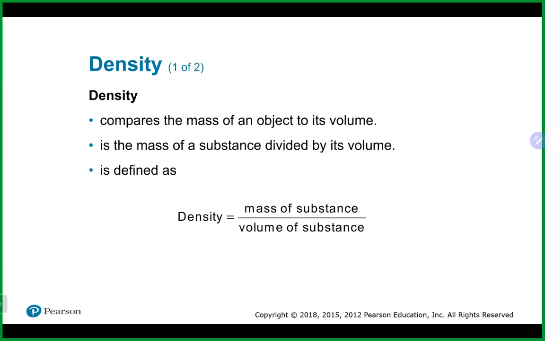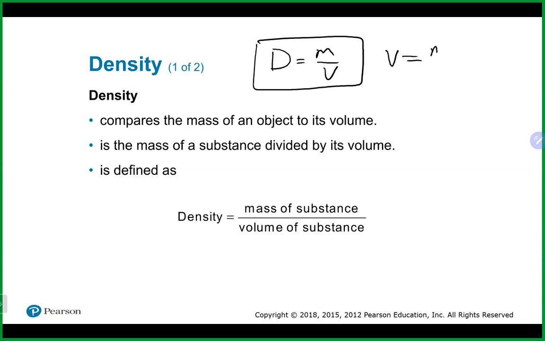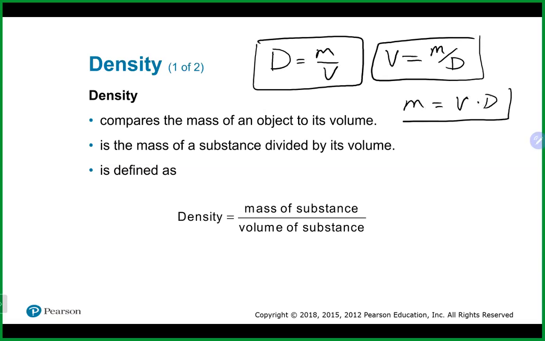All right, so when we do calculate the density of an object, we do compare the mass to the volume. So the formula for density is mass divided by volume. And you do need to be able to rearrange this equation because we do solve for all 3 of those things. If we want to solve for the volume, it would be the mass divided by the density. And if we want to solve for the mass, it would be volume times density.